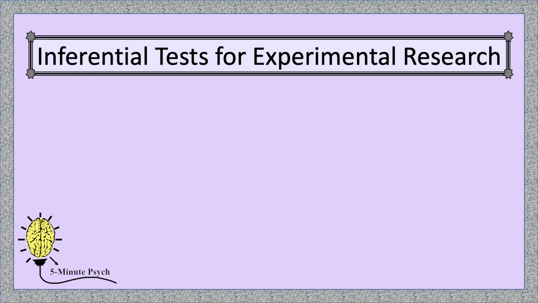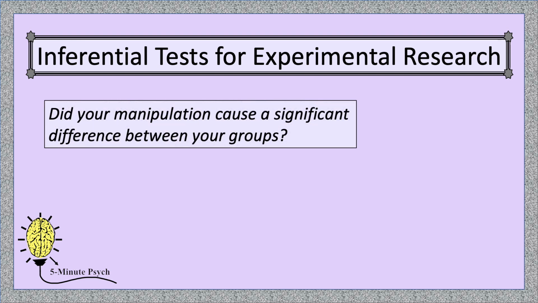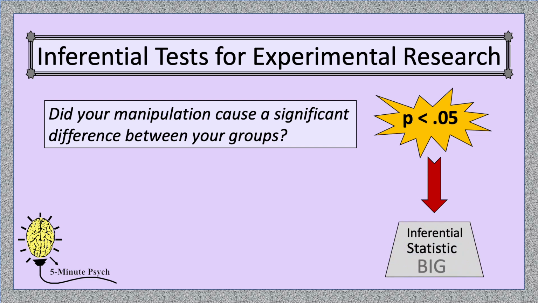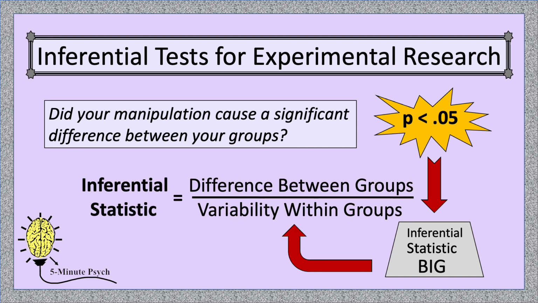With experimental research, you have different groups of participants and you're interested in whether your manipulation causes a significant difference between your groups. Again, we won't worry about how to calculate any of these inferential statistics, but I think it helps to understand them logically. Remember, we want p to be less than 0.05, or to be as small as possible. To get p to be small, you need the inferential statistic that you calculate to be as big as possible. This statistic is based on a formula that takes the difference between your groups and divides that by the variability within groups. Knowing our fractions, we know that a big number on top divided by a small number on the bottom will give us a big number for an answer.